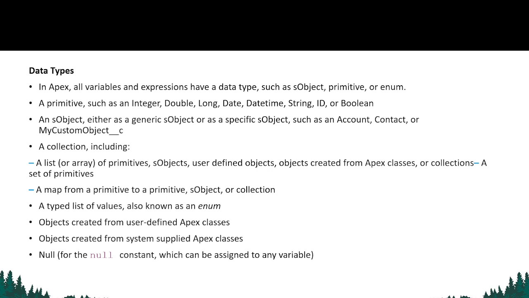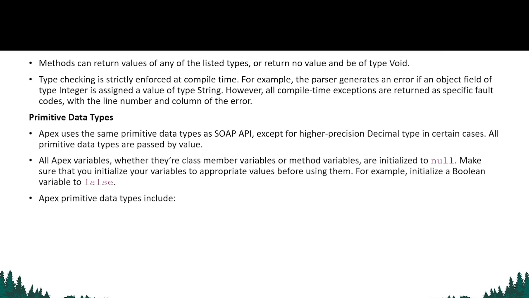The null values can also be assigned for certain constant values. Here the method can return any of the values. So we have to provide the return value, or we can simply write void for the data type of the method which I have declared.